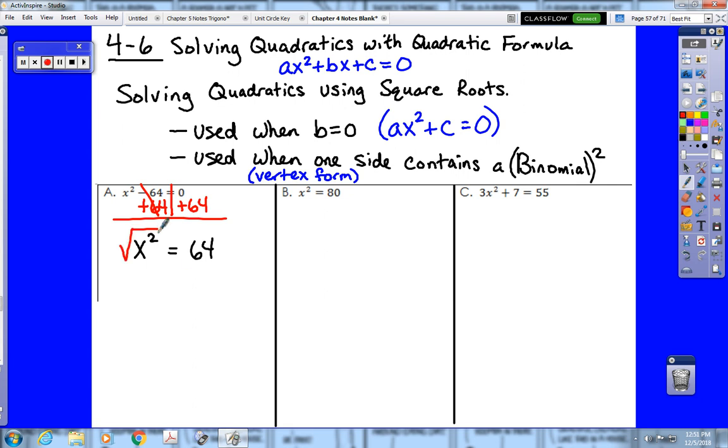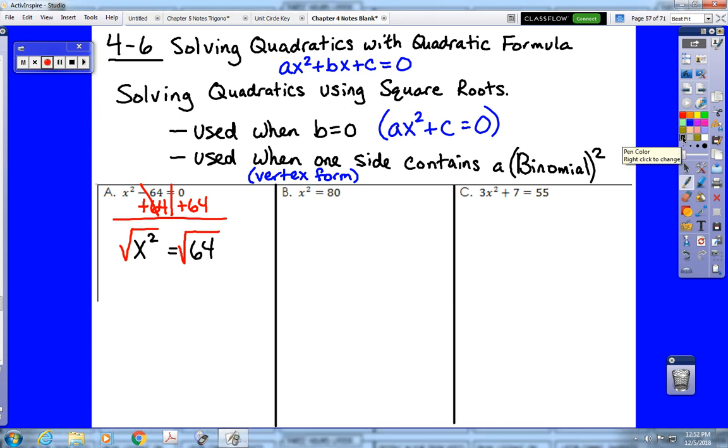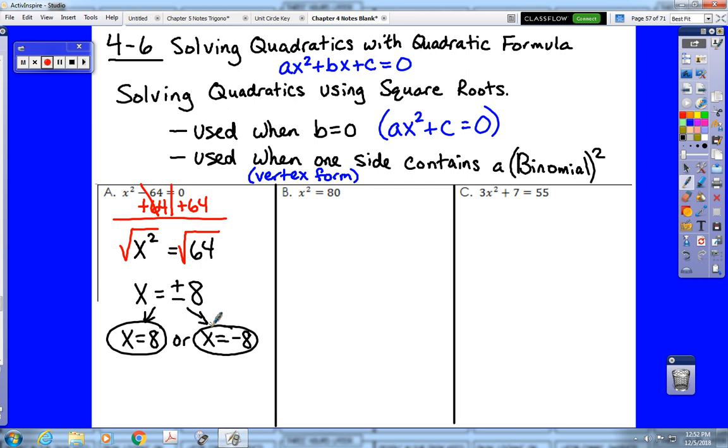The reason for that is our next step is going to be to take the square root of each side. Square roots and x squared, an exponent of 2 and a square root, are opposites, just like multiplication and division, addition and subtraction. So those would cancel each other out and leave x. On the other side, the square root of 64 is either positive or negative 8. What this is telling us is that this particular equation has two solutions, either x equals positive 8 or x equals negative 8.